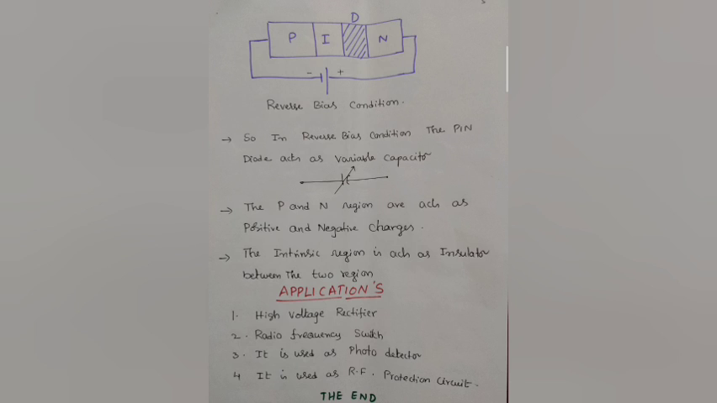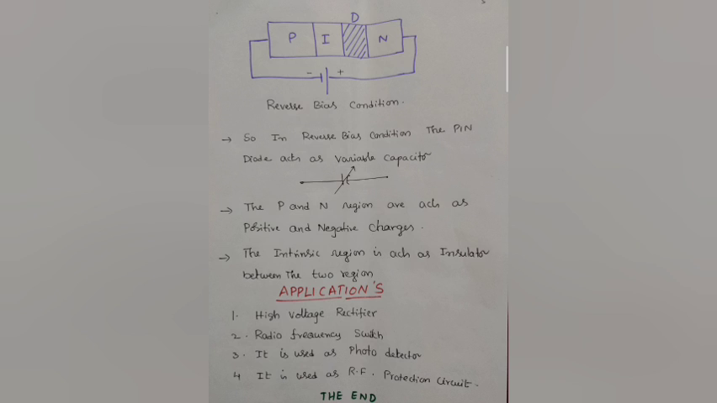In reverse bias condition, the PIN diode acts as a variable capacitor, because between the I region and N region the depletion layer gradually increases. The variable capacitor symbol has an arrow mark indicating the capacitance varying from one value to another. The P and N regions act as positive and negative charges, and the intrinsic region acts as an insulator between the two regions. This is the principle of forward biasing and reverse bias conditions of the PIN diode.